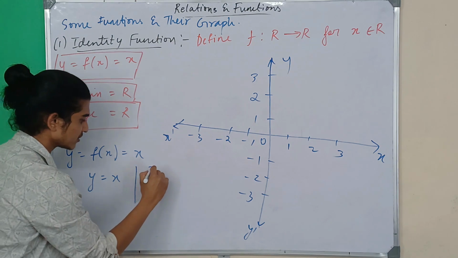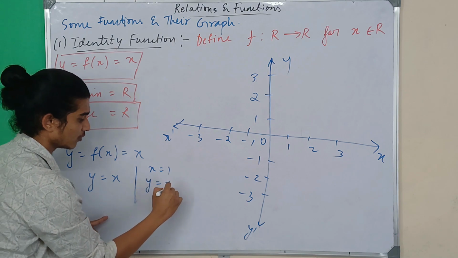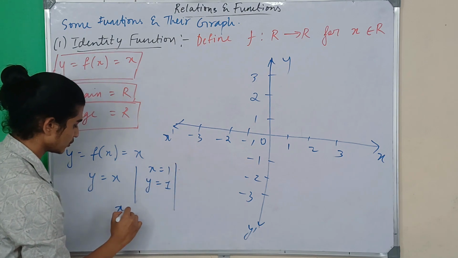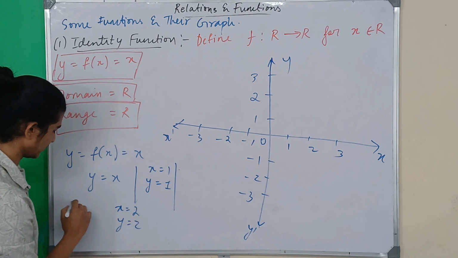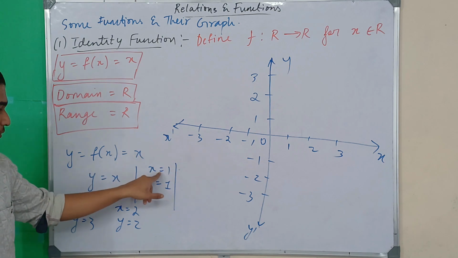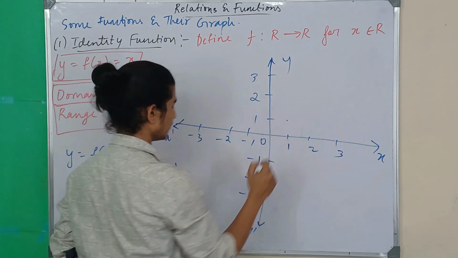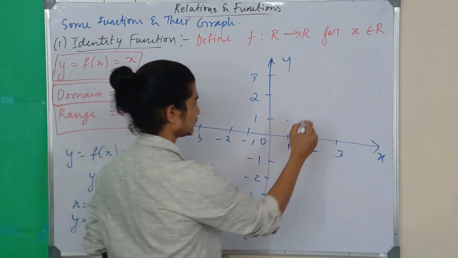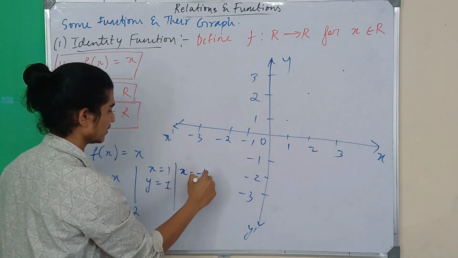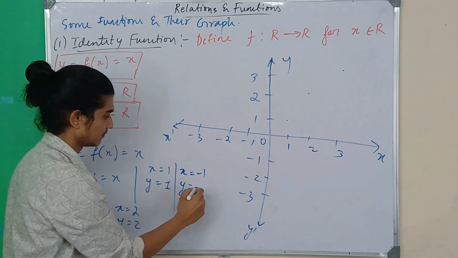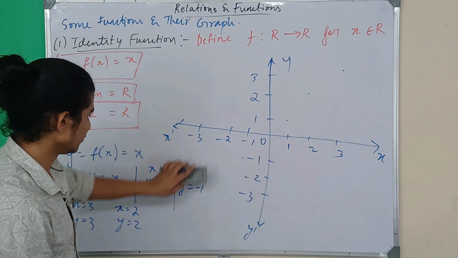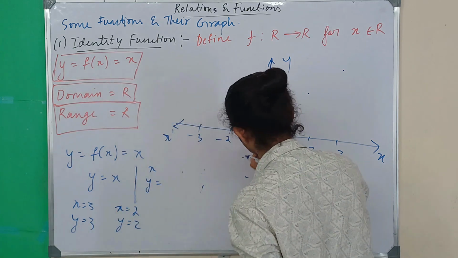So for every value of x, it's going to be equal to y. Suppose I put x equal to 1, my y is also going to be equal to 1, because y and x are equal. If I put x equal to 2, my y is also going to be equal to 2. If I put x equal to 3, y is also going to be 3. So if I represent this on the graph, this is 1 comma 1, and this is 2 comma 2 and 3 comma 3. In the exact same way, if I put x equal to minus 1, my y is going to be minus 1, so one more point is going to be somewhere here. If I join these, I'm going to get a straight line which passes through the origin.